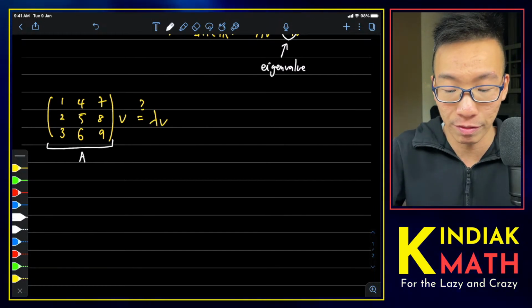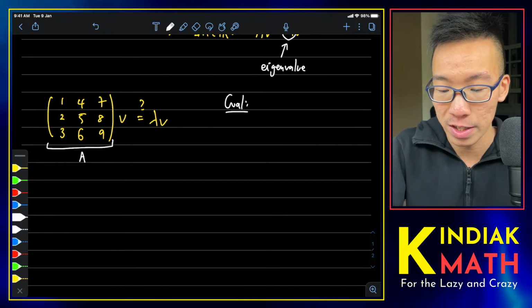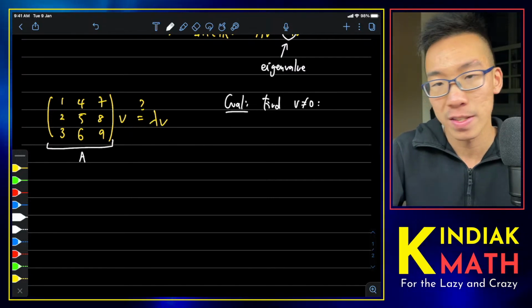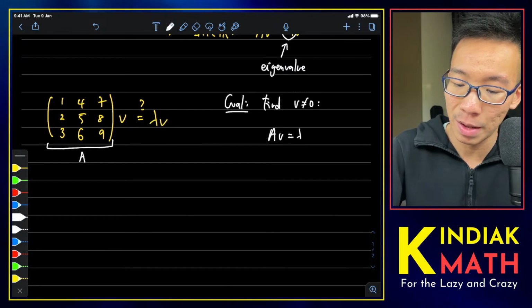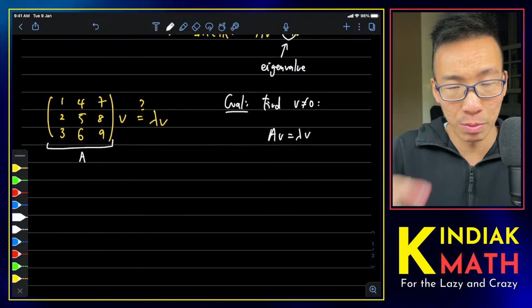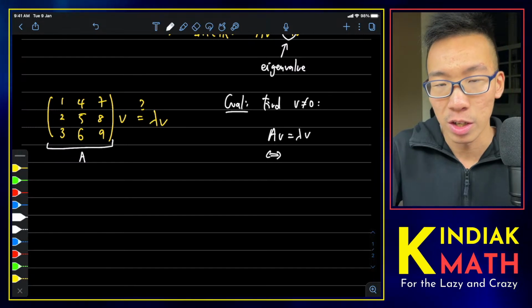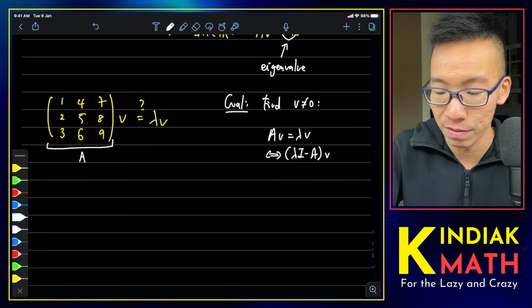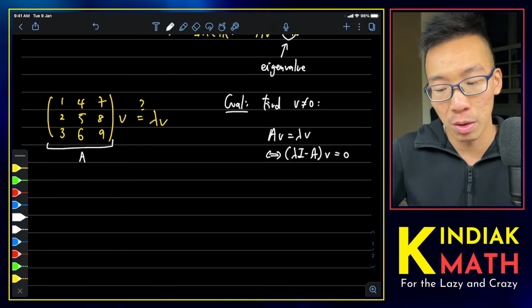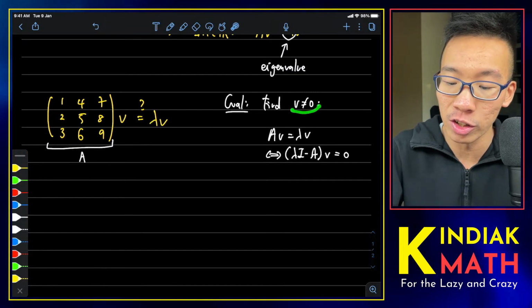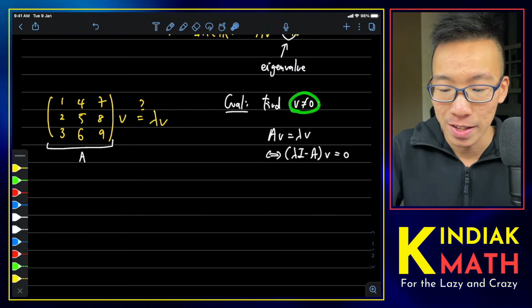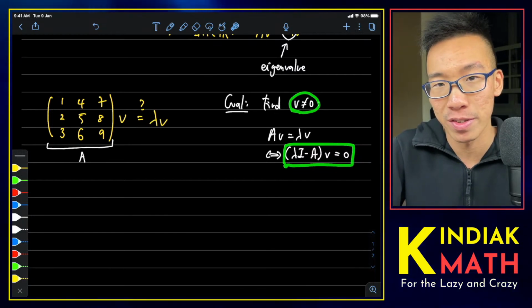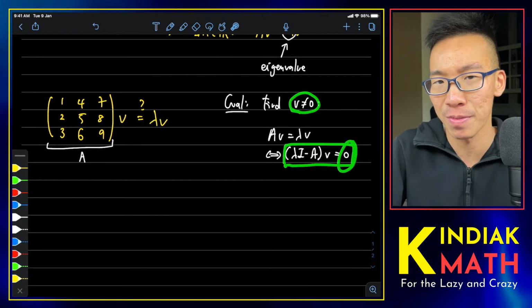And what we're trying to find, our goal, is to find a non-zero vector v such that Av equals lambda v. Now, with some thought, you could rewrite this as the matrix equation (lambda I minus A) v equals 0. And what that means is we are looking for a non-zero vector that satisfies this matrix equation. And it's not just any matrix equation, it's a homogeneous equation.